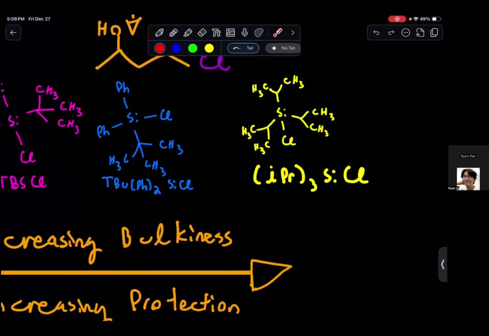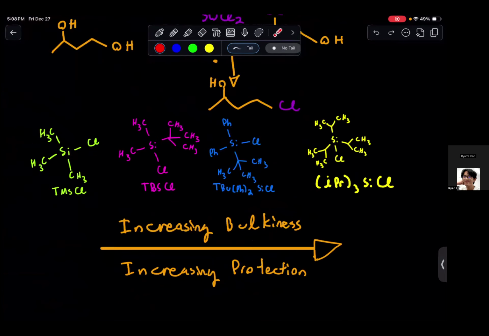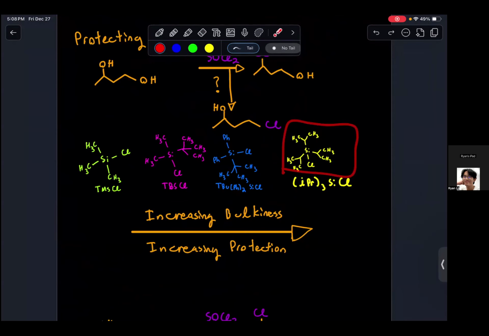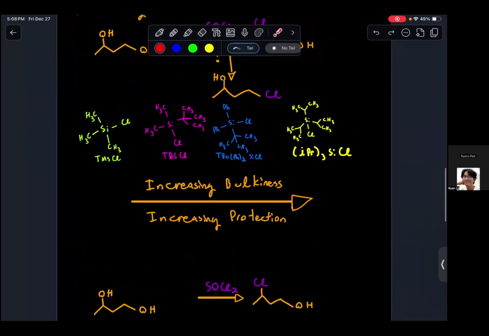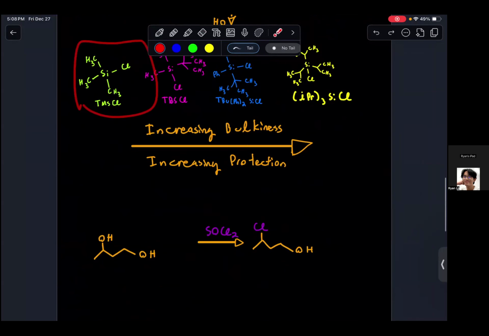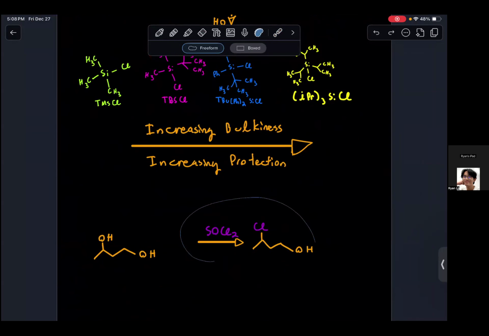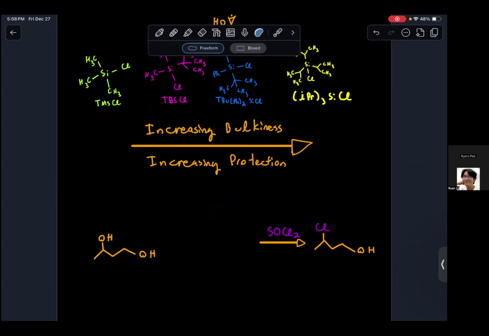I don't know what the name of this is. iPr3SiCl, right? As you can see here, it has a bunch of isopropyl groups on it. Very, very bulky, compared to just TMSCl. But any protecting group in this scenario will do, right? So there's got to be an intermediate in between, where we take a step to protect it.